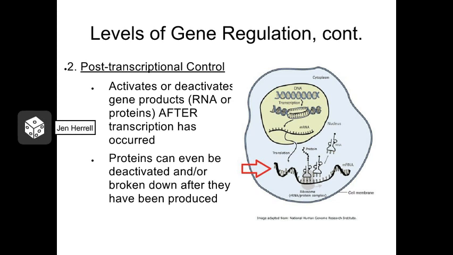Cells can also encourage or discourage the making of certain protein products after transcription has occurred. They do this by either affecting the process of mRNA processing or by affecting the process of translation. This method of control isn't as common as transcriptional control, but it's still very useful to the cell. We refer to it as post-transcriptional control.